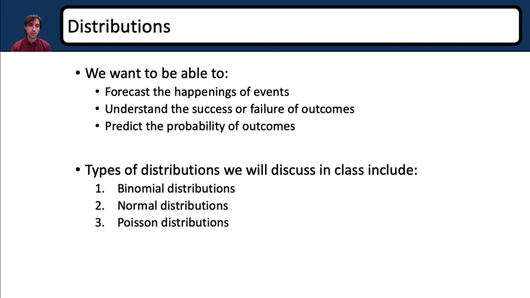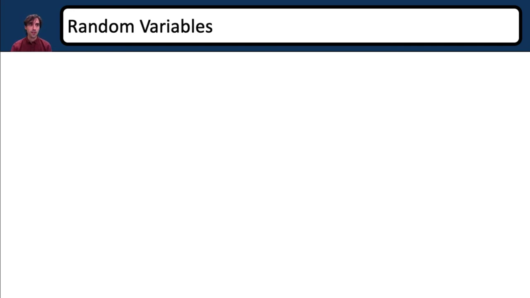So there's three types of distributions that are in this PowerPoint, but we're actually going to only go over the first two, which is binomial distributions and normal distributions, primarily because the third one is not very emphasized moving forward. So, random variables. It's important to have that everything is randomized in this.